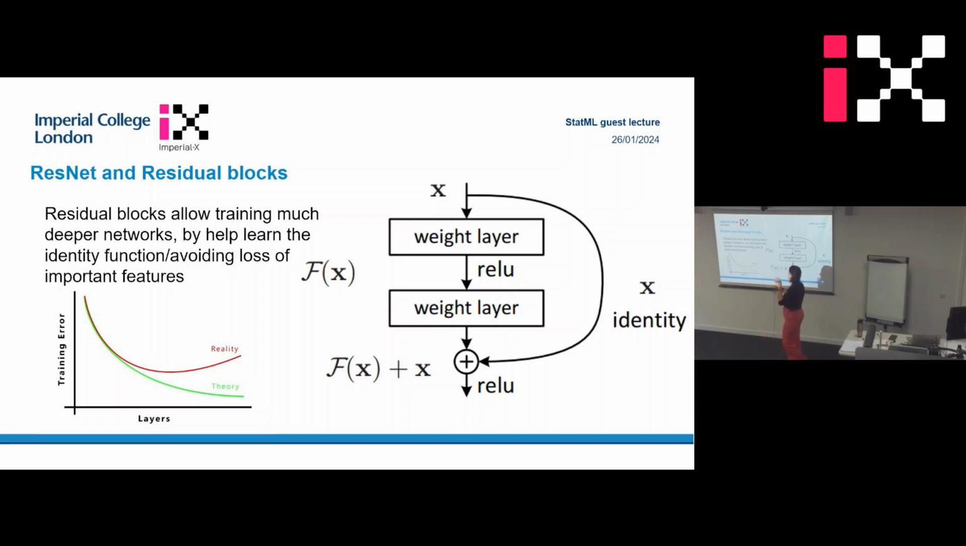And this was actually very useful because in theory, you would think that the more layers you add, it's all going to be fine, your training error is going to go down. But actually, because of the vanishing and exploding gradients, the reality is that the training error ends up going up if you add too many layers. So ResNet basically got rid of this problem by adding these skipped connections, because it helps the network learn the identity function, and so it avoids losing important features.